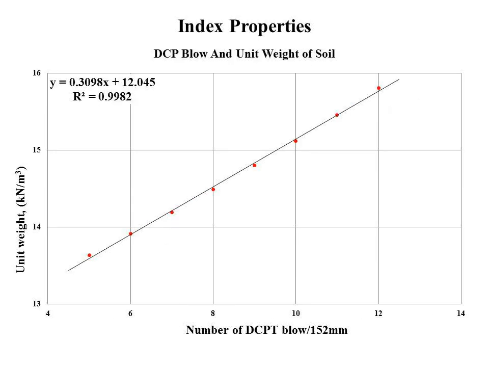Here is the second index property, that is the unit weight of the soil. From that experiment, we also can correlate the number of DCP blows with the unit weight of soil. Here is the graph. The horizontal axis represents the number of DCP blows and the vertical axis represents the unit weight of the soil. We also have an equation and the coefficient of determination, r square, equal to 0.9982.